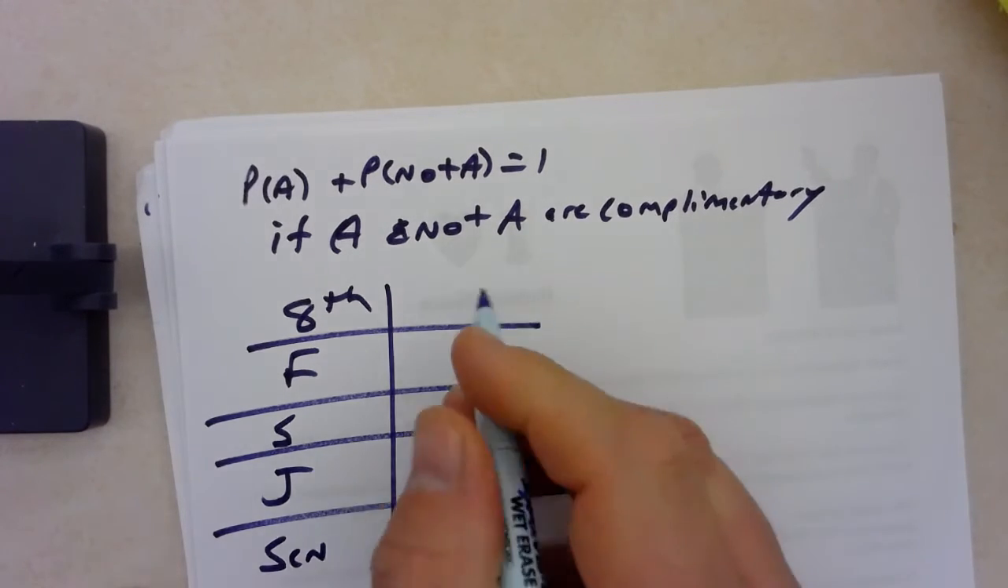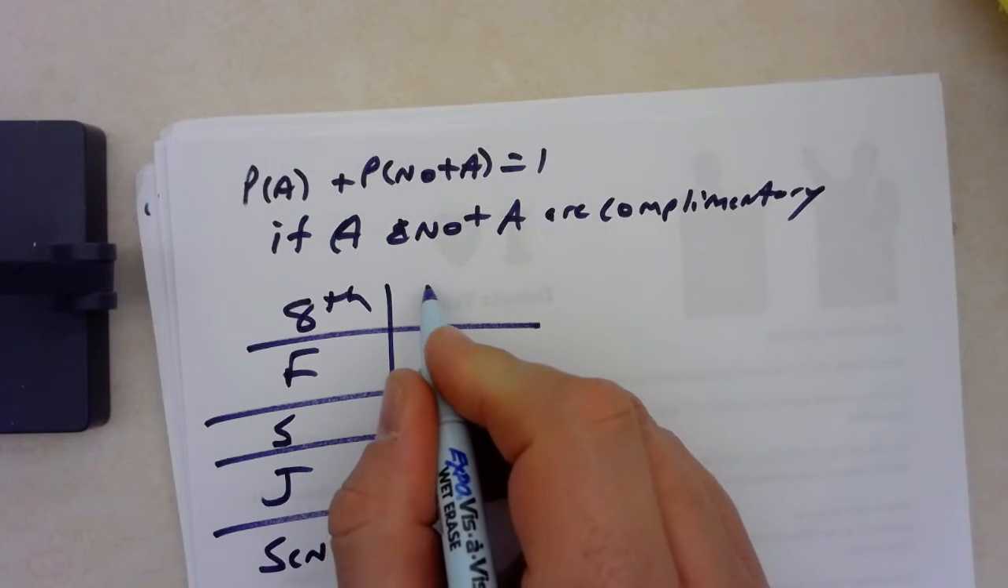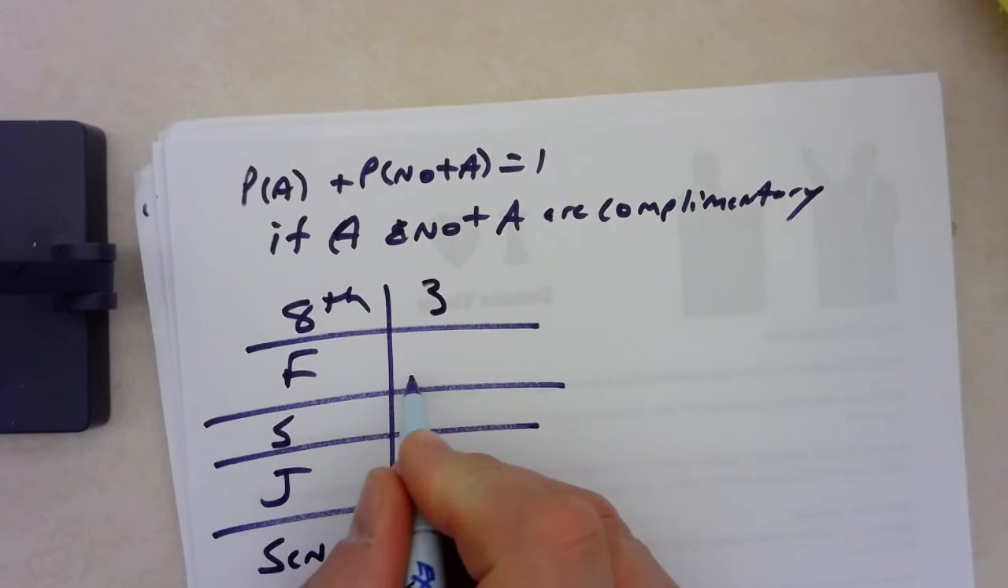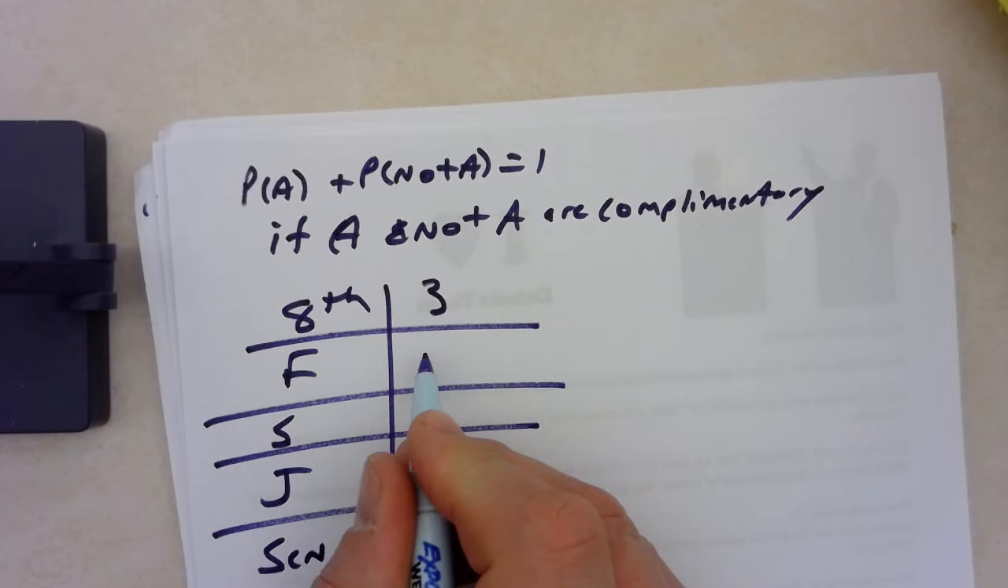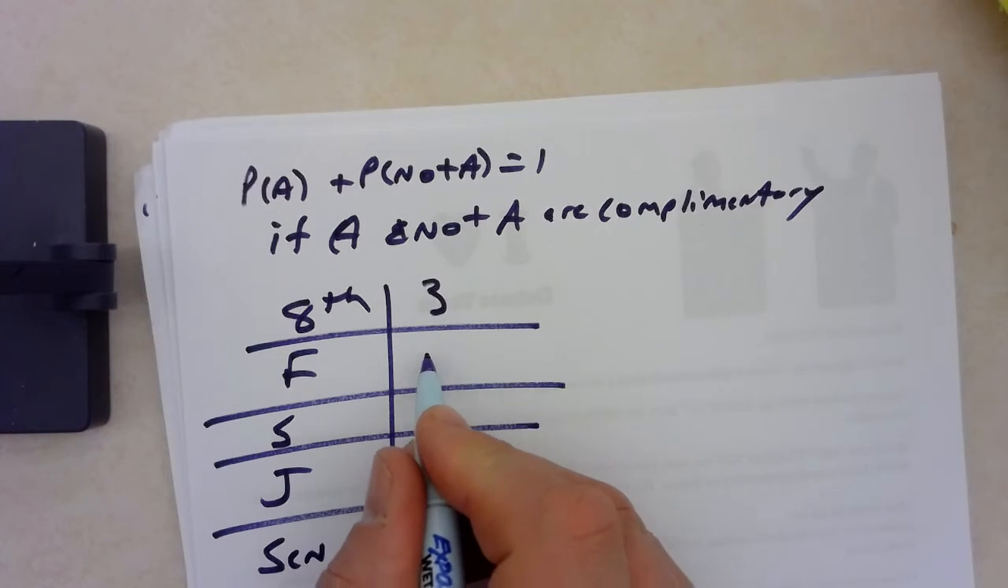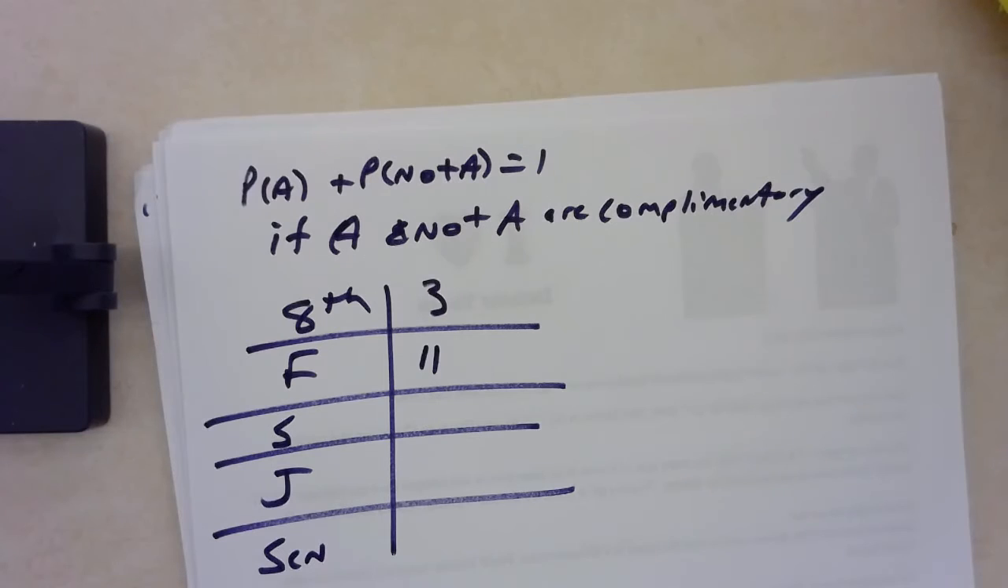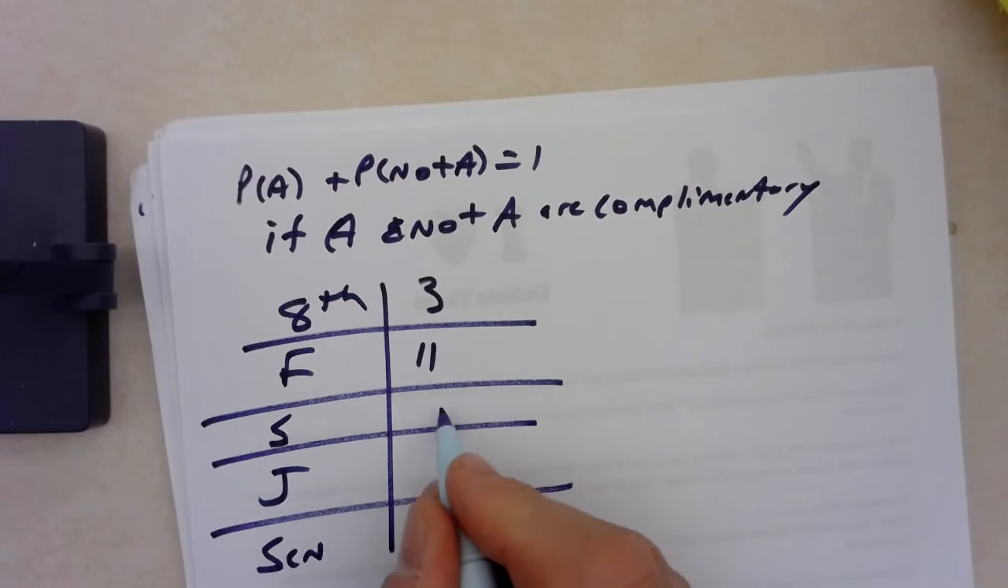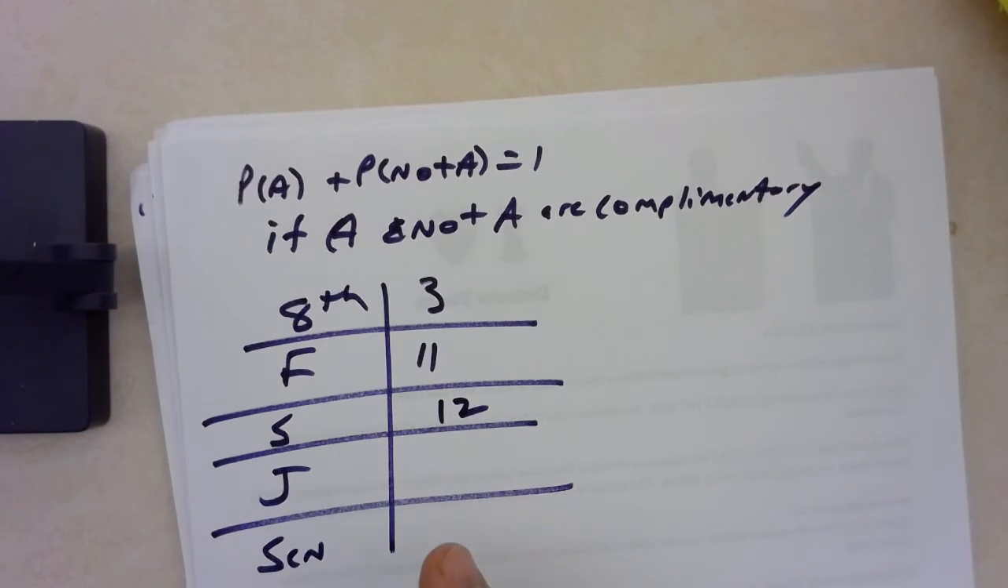8th graders, how many? Raise your hand if you're an 8th grader. There's 3. Raise your hand if you're a freshman. 2, 4, 6, 8, 10, 11. Sophomores. 2, 4, 6, 8, 10, 12. Juniors. Are you a junior? No. You're a sophomore. Juniors, seniors.